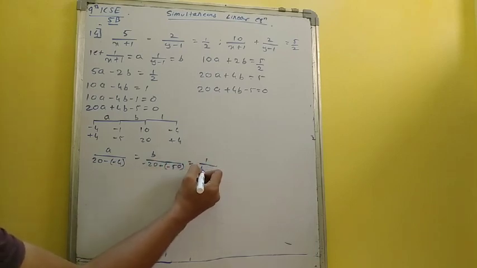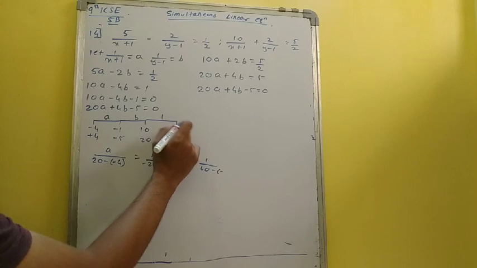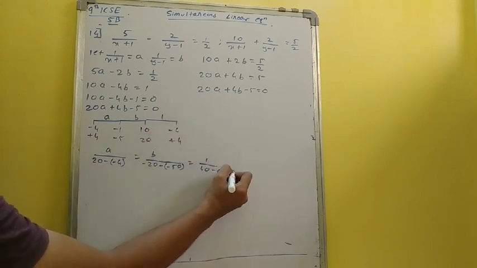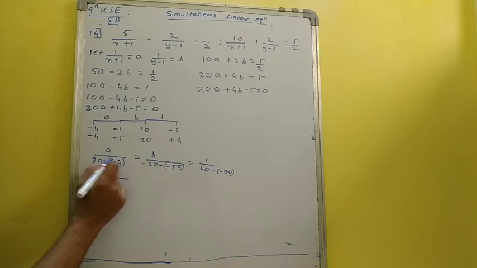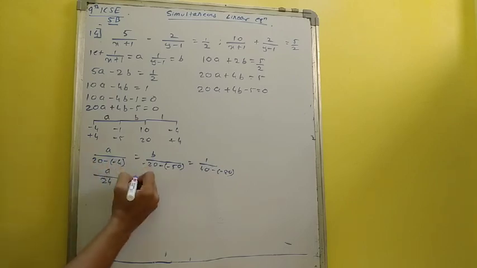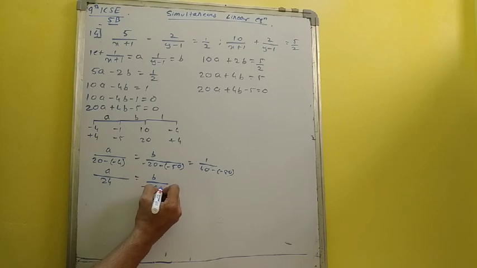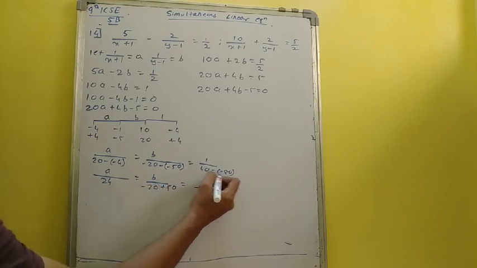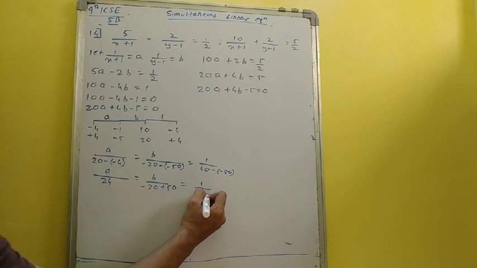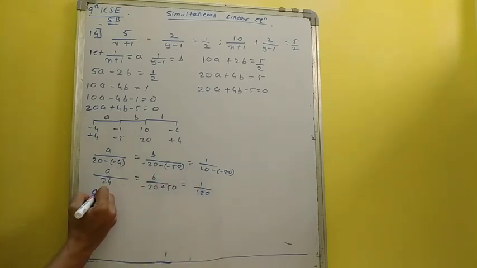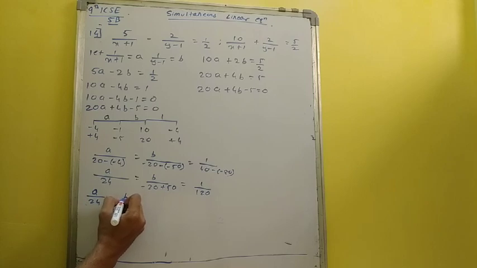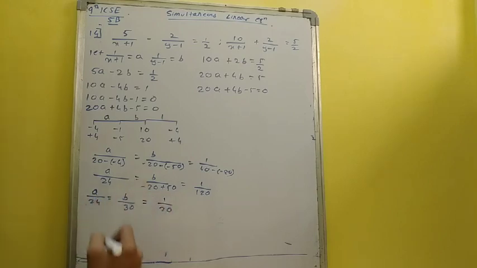1 upon 10 4s are 40 minus 4 2 4s are 8, that is minus 80. So it is a upon minus minus plus, so it is 24, b upon minus 20 plus 50, and 1 upon minus minus plus 40 plus 80 is 120. So I am having a upon 24 is equal to b upon 50 minus 20 is 30. So I need to check it again, am I correct or wrong? So 30, okay, fine. Then 1 upon 120.